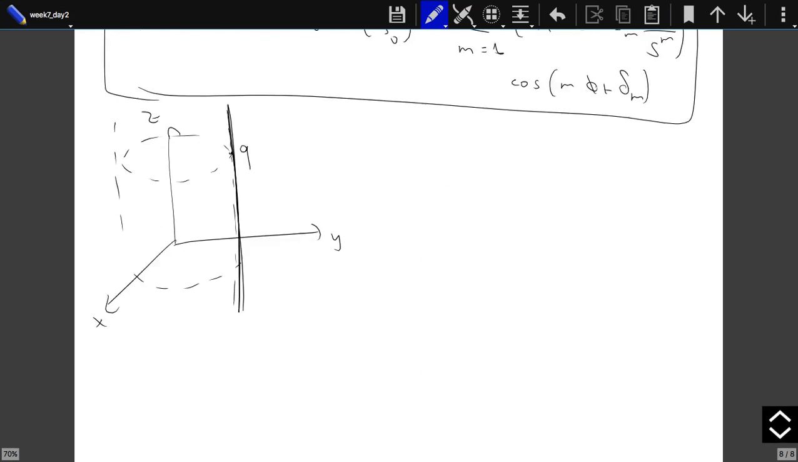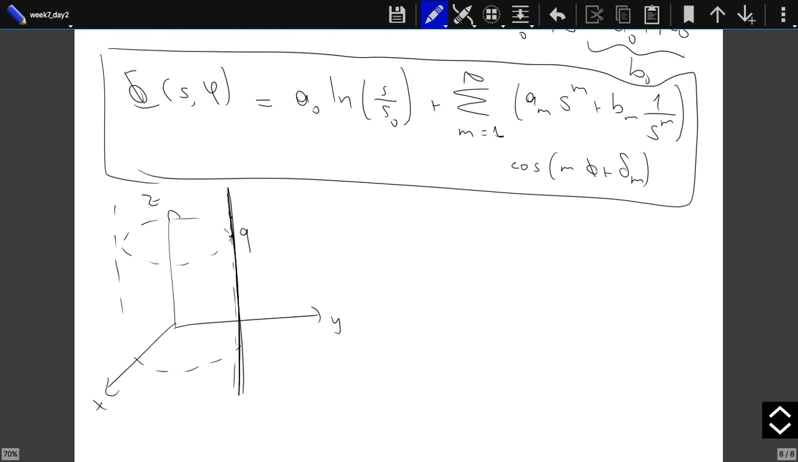Now, inside the cylinder, we have the S is equal to 0 points. At S is equal to 0, the potential has to be finite. If the potential is finite inside, that means that A0 has to be 0. And in fact, now let me call that coefficient B0. B0 should be 0, and Bm should be 0 for m larger than 1, because Bm terms also diverge at S is equal to 0.